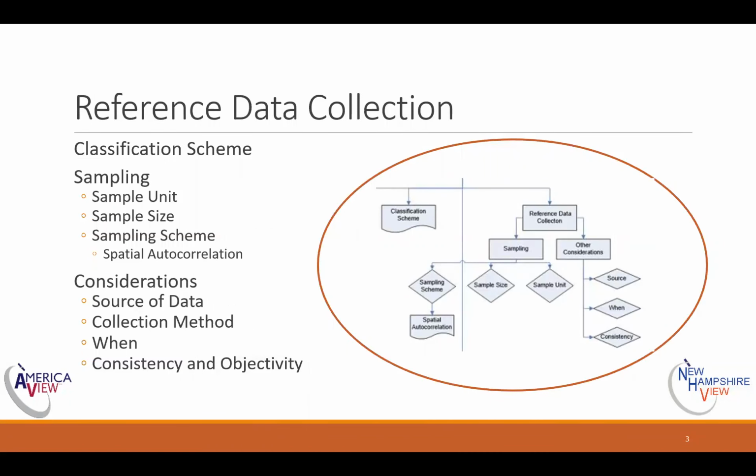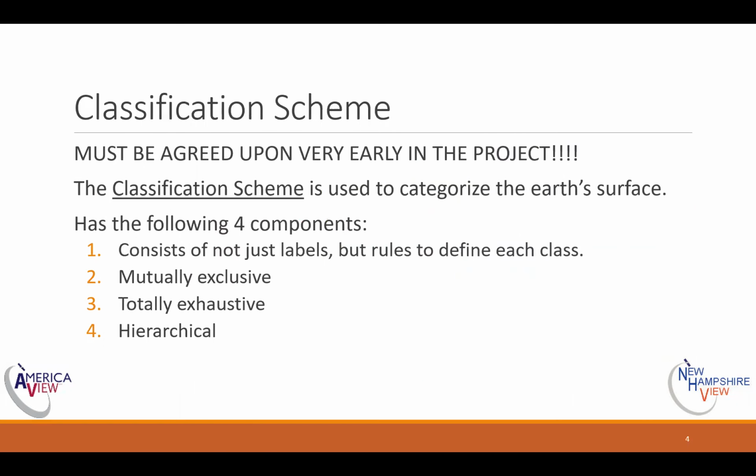So reference data collection. If you look at the flow chart that we talked about in the last presentation, you remember this. We talked about the classification scheme. We talked about reference data collection as far as sampling, and we talked about other considerations. And so we're going to go through these step by step and make sure that you have a good feeling and awareness of what's going on with these different issues.